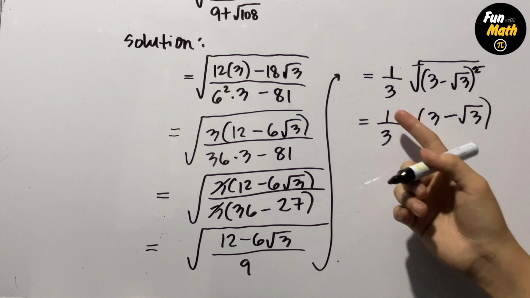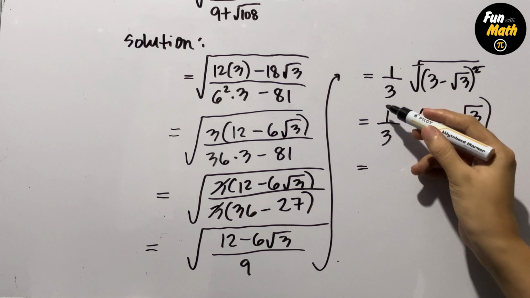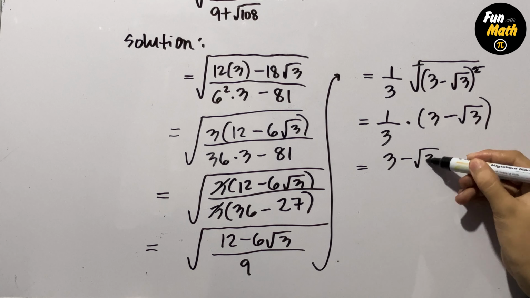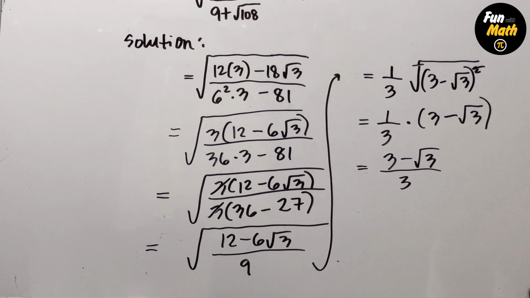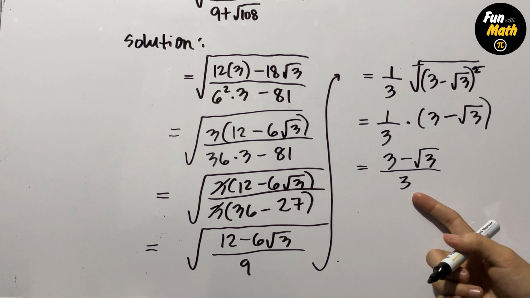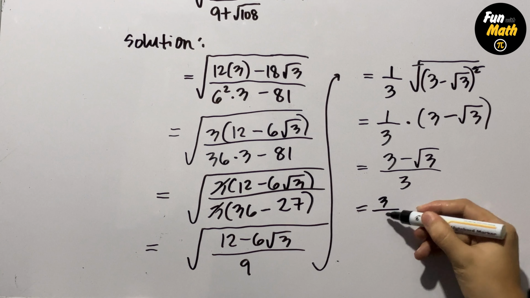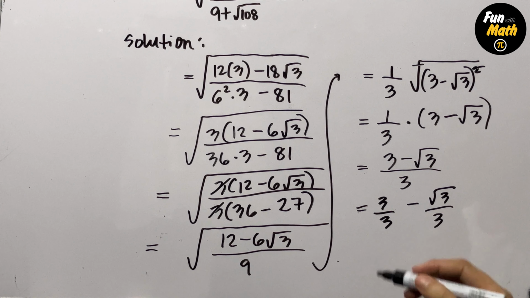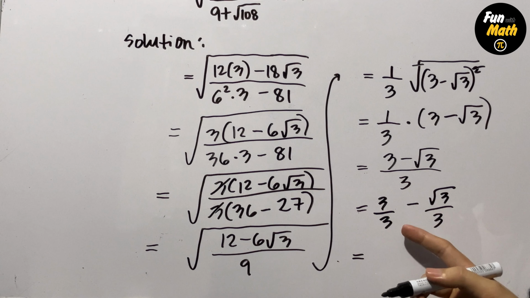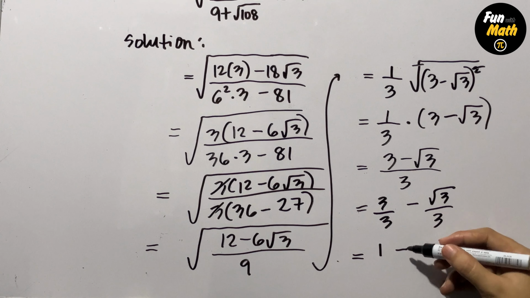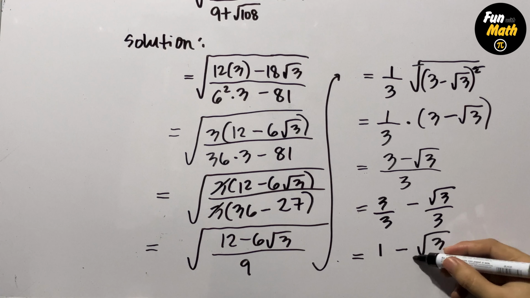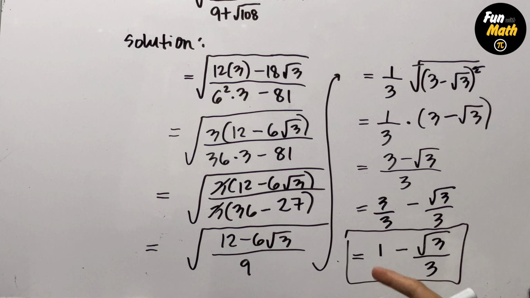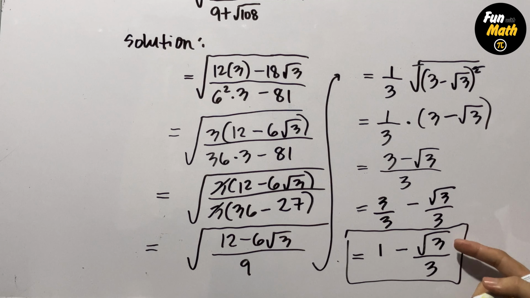And to multiply, this is equals 1 times 3 minus square root of 3. That is 3 minus square root of 3 all over 3. And for this, we can write it as 3 over 3 minus square root of 3 over 3. And this is equals 3 divided by 3, that is 1, minus square root of 3 over 3. And this is the final answer. 1 minus square root of 3 over 3.